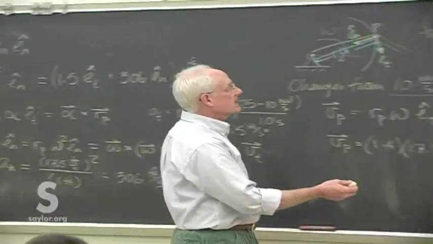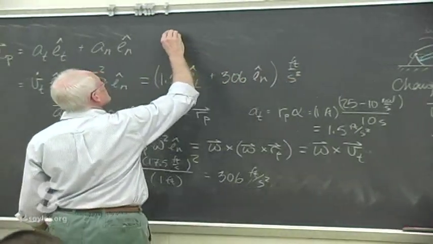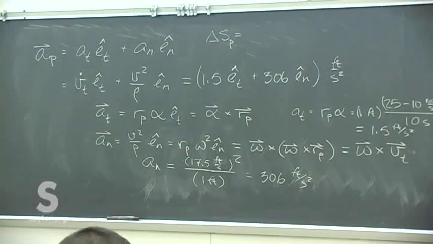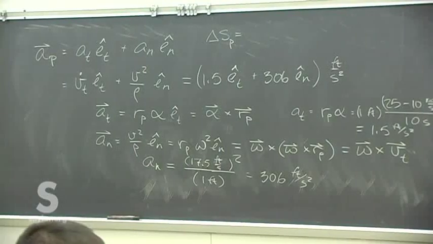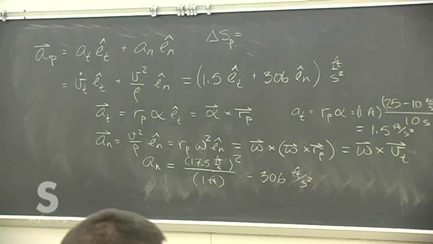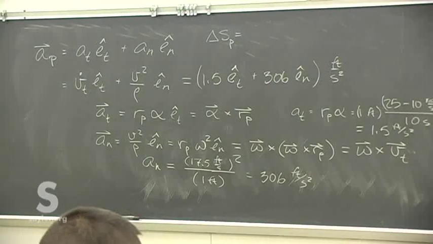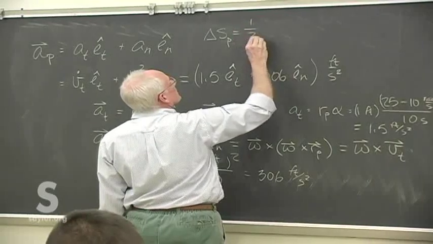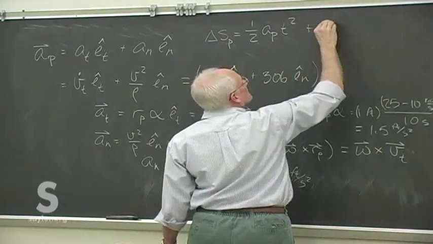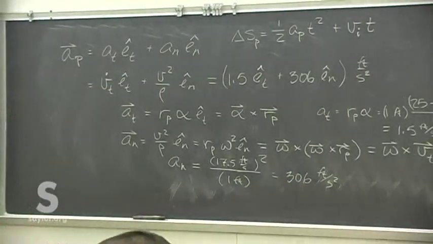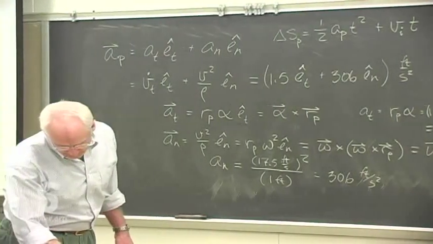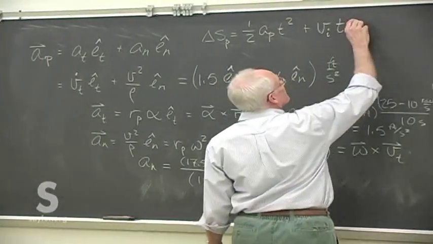So the last little bit I asked you to find was the change in, or the distance traveled by point P in 5 seconds. We know the time, we know the acceleration, we know the initial velocity. Sounds to me like a constant acceleration equation. 1/2 a t squared plus vi t. And we've got all those numbers there. Comes out to be 175 feet.